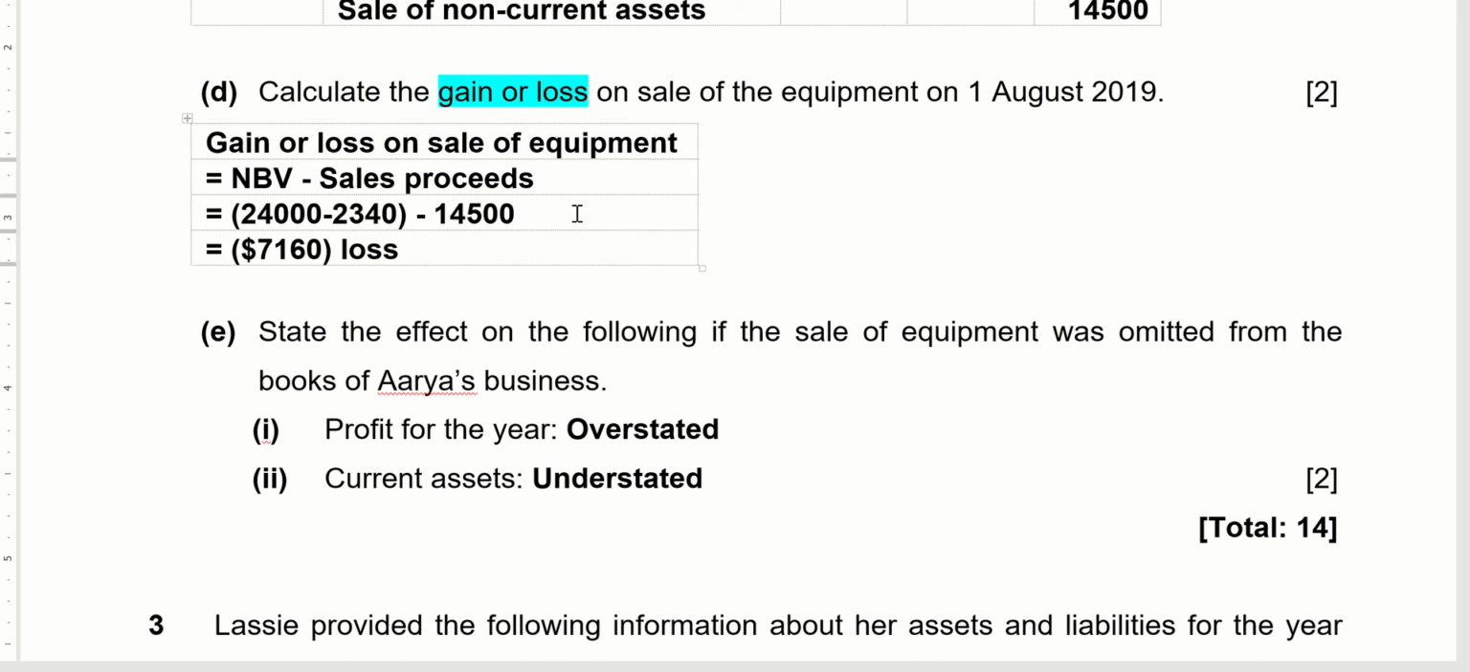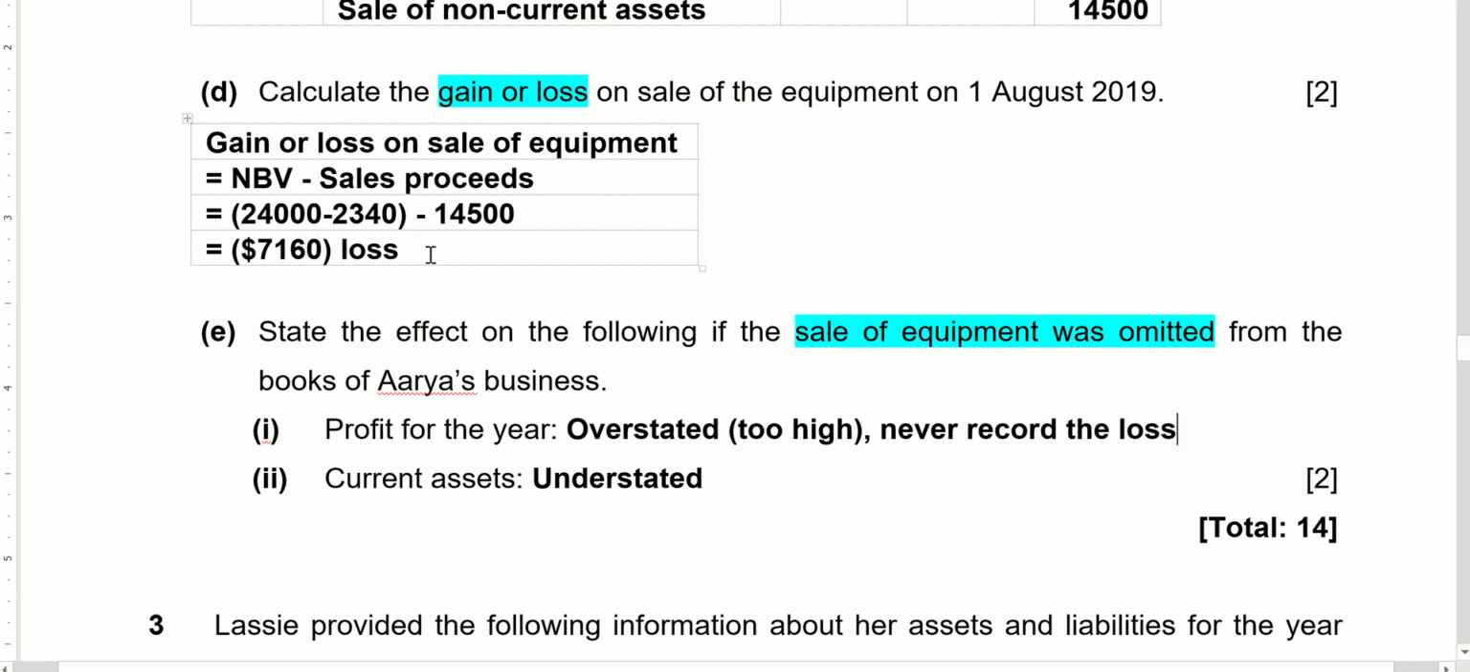All right. So the last question: what is the effect if you omitted this sale of non-current asset? If you did not record this sale, what happened to your profit for the year? Profit for the year will be overstated. It will be too high. Why? Because you never recorded the loss. There was a $7,160 loss. You didn't record the loss, so now your profit is too high.